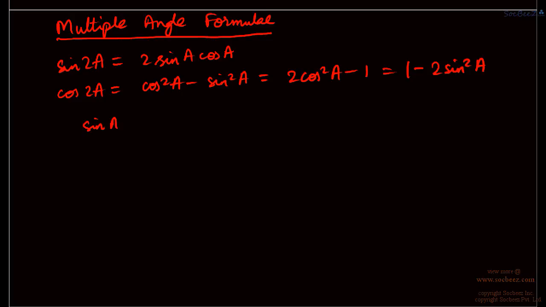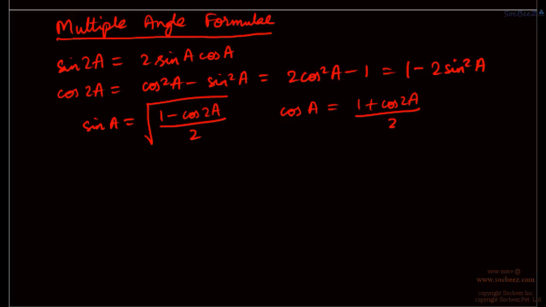Now this is used in reverse also, to write say sine A. Sine A is nothing but the square root of (1 minus cos 2A) by 2. Similarly cos A can be written as the square root of (1 plus cos 2A) by 2. Now tan 2A can be written as 2 tan A by 1 minus tan squared A. Remember the minus sign? You just have to put B equal to A again and you get 2 tan A by 1 minus tan squared A.